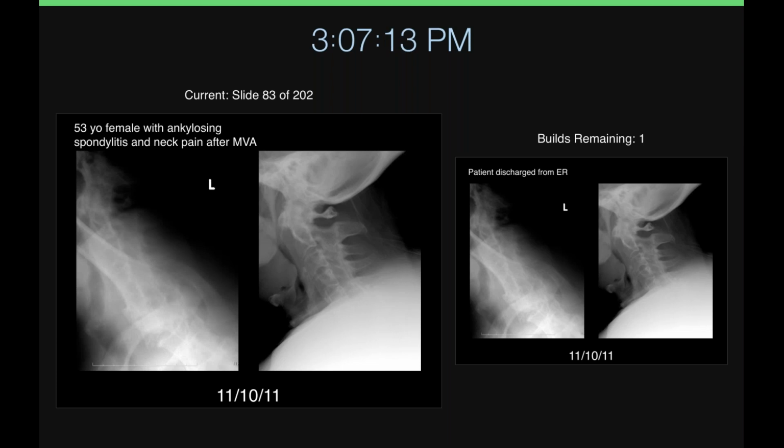Let's see. Ah, that's a swimmer's view. It's hard to see on the projection that you have. There's a little step off right down here. Okay.